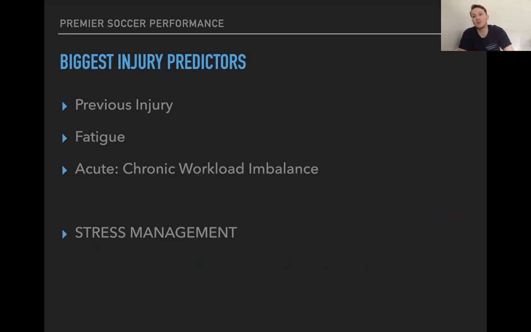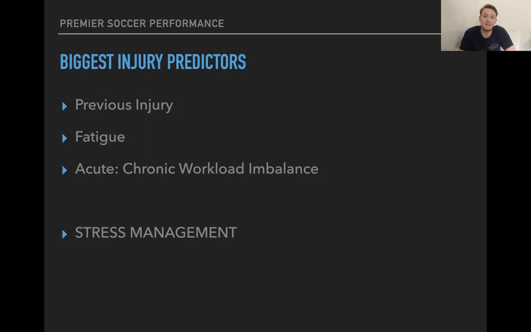So the three biggest injury predictors. Number one, previous injury. If you tear your hamstring or you pull your hamstring, you're 2 to 3 times more likely to pull it again in the next 3 to 4 weeks. If you sprain your ankle once, you're 3 to 4 times more likely to sprain it again.